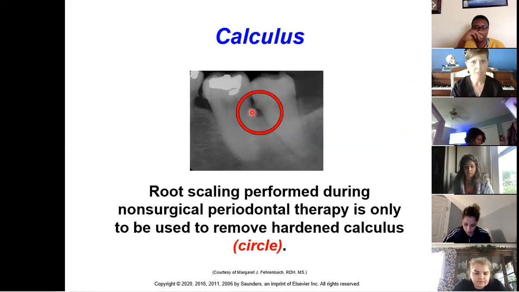Here's a great picture of calculus on a tooth right here. That would be a fun thing to remove right there.